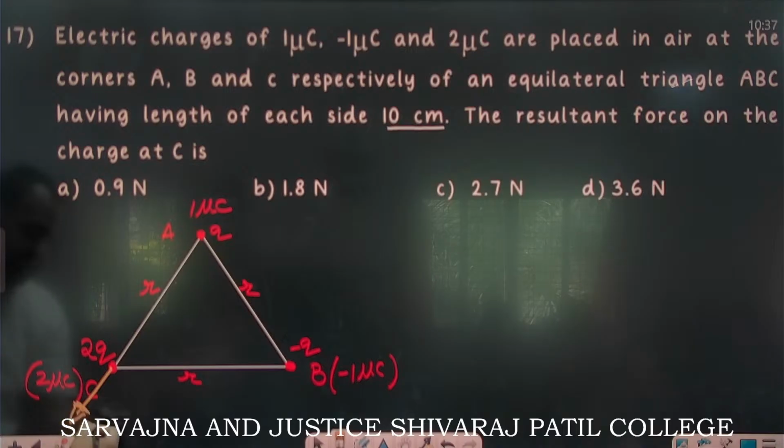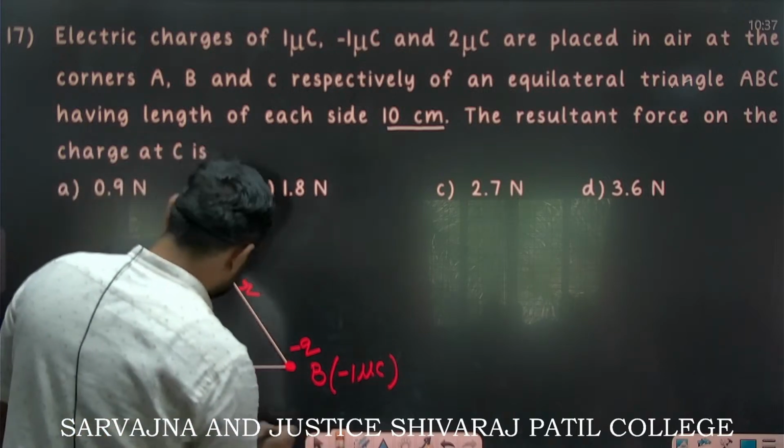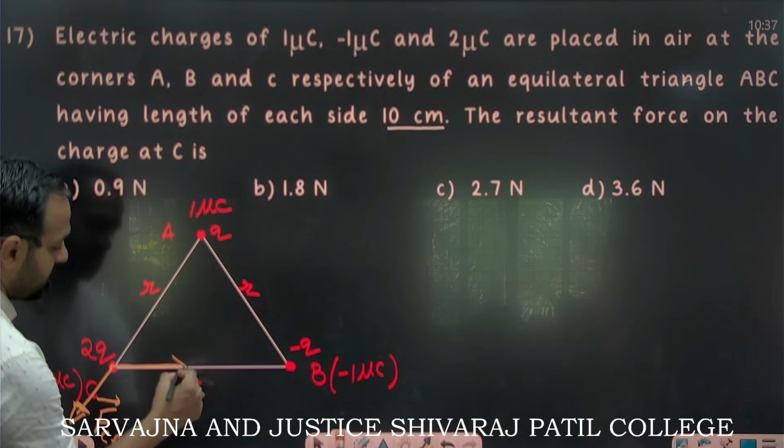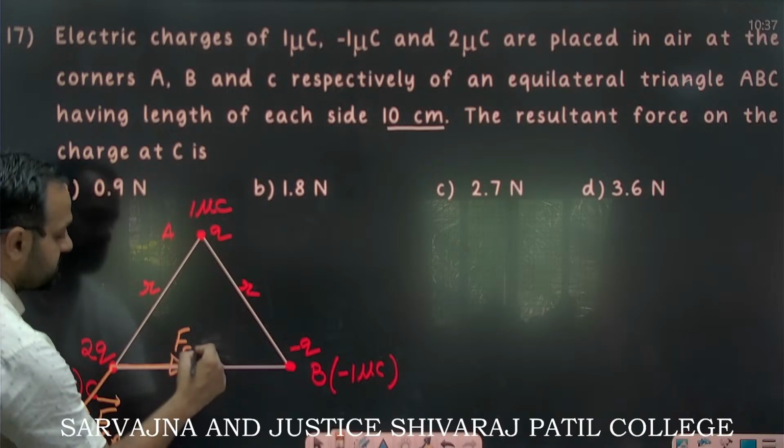What is this? This is force on C because of A. Yes? Now B and C are opposite type of charges. Between B and C it will be attraction. So between B and C attraction means, can I draw this force in this direction along BC like this? So this is the force on C because of B.